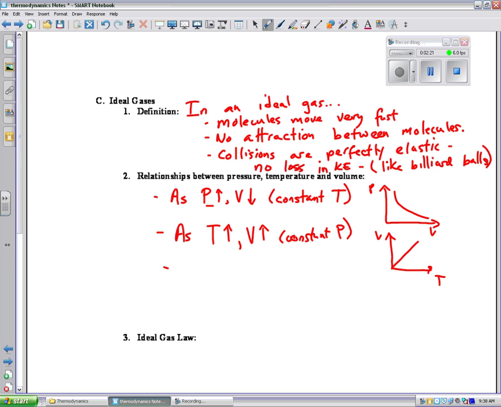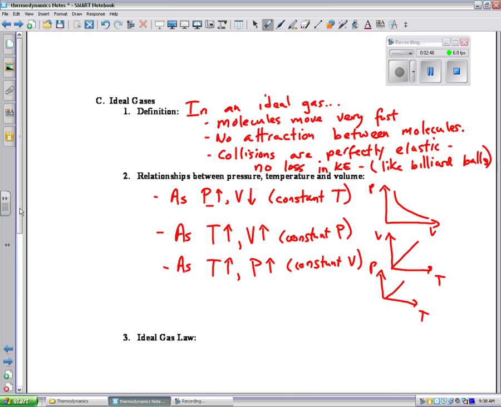And then lastly, as temperature goes up, the molecules are going to move around faster. They're going to bounce off of each other harder and off the walls of the container harder. That's going to make the pressure go up, assuming constant V. So we're going to have temperature versus pressure, and that's going to look like that.